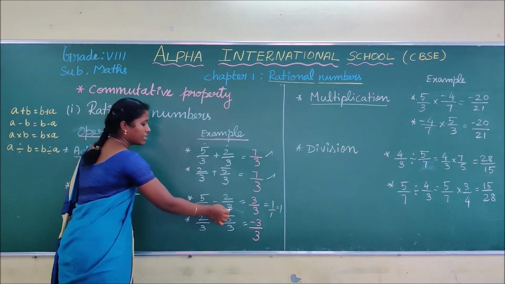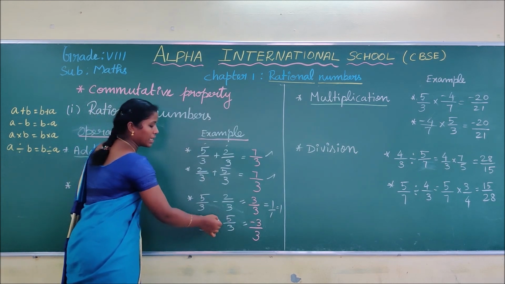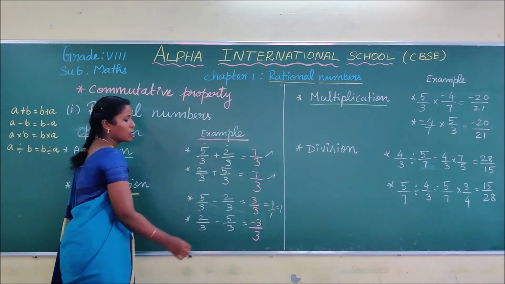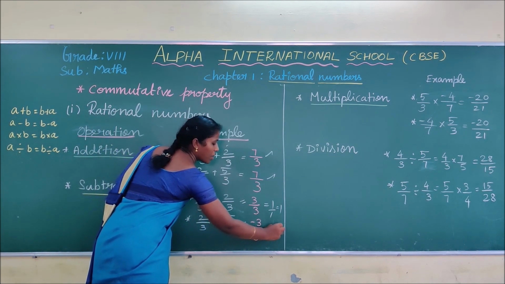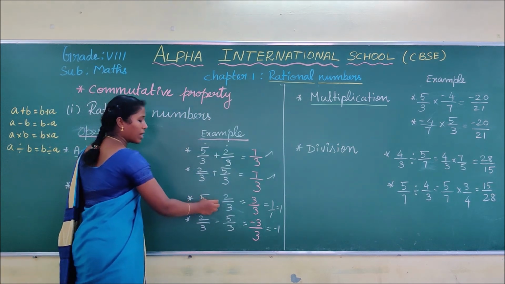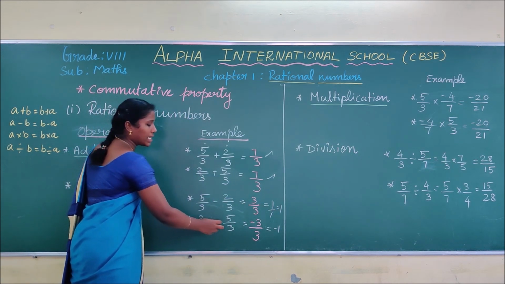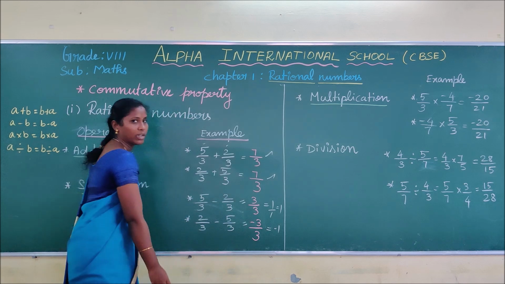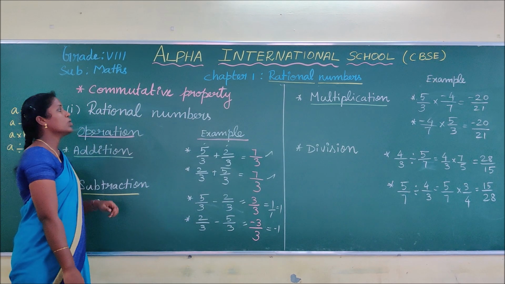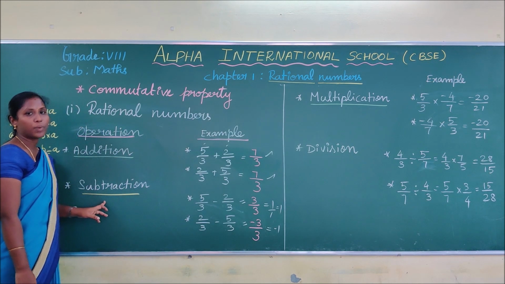Next, we are replacing, 2 by 3 minus 5 by 3. So 2 minus 5, the value is minus 3. The denominator is the same, so 3. What is the result of minus 3 by 3? Minus 1. Here in the first step, in the form of A minus B, we are getting the result 1. If you replace in the form of B minus A, we are getting the result minus 1. Whether the results are equal? No, they are not equal. So the commutative property is not satisfied for rational numbers under subtraction.